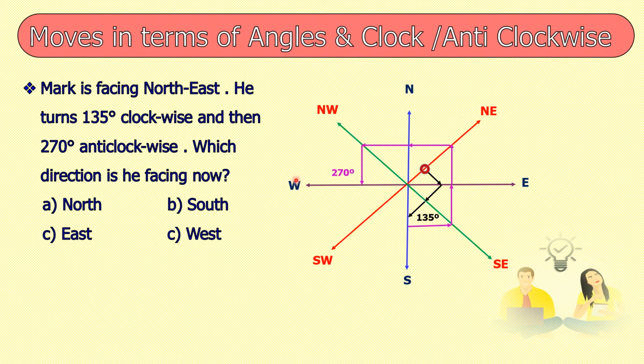Again we could have taken the shortcut. 270 degrees anti-clockwise minus 135 degrees clockwise effectively makes it 135 degrees anti-clockwise. So from northeast we could have directly gone 135 degrees anti-clockwise and got our answer, which is west.